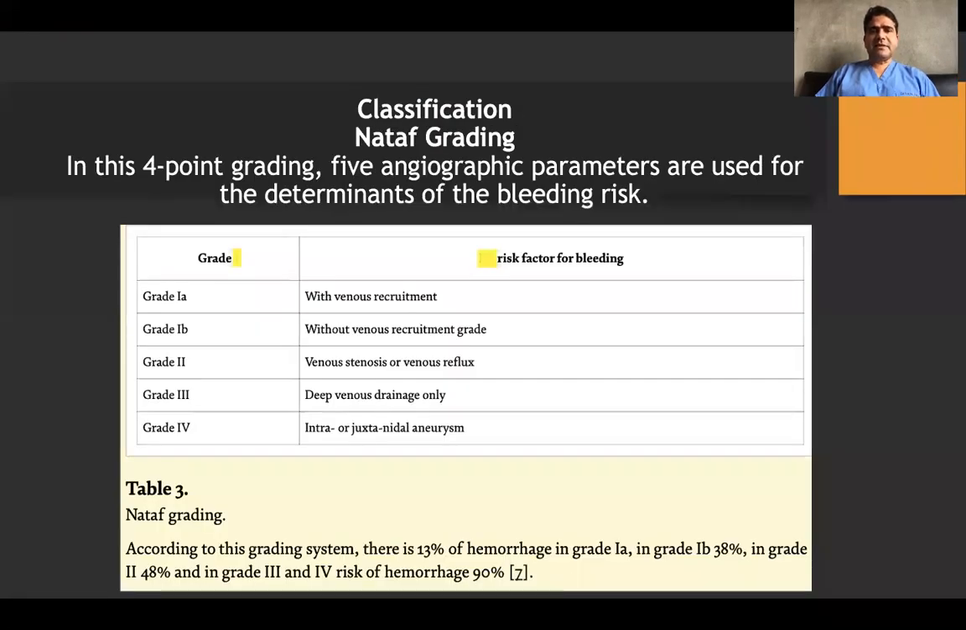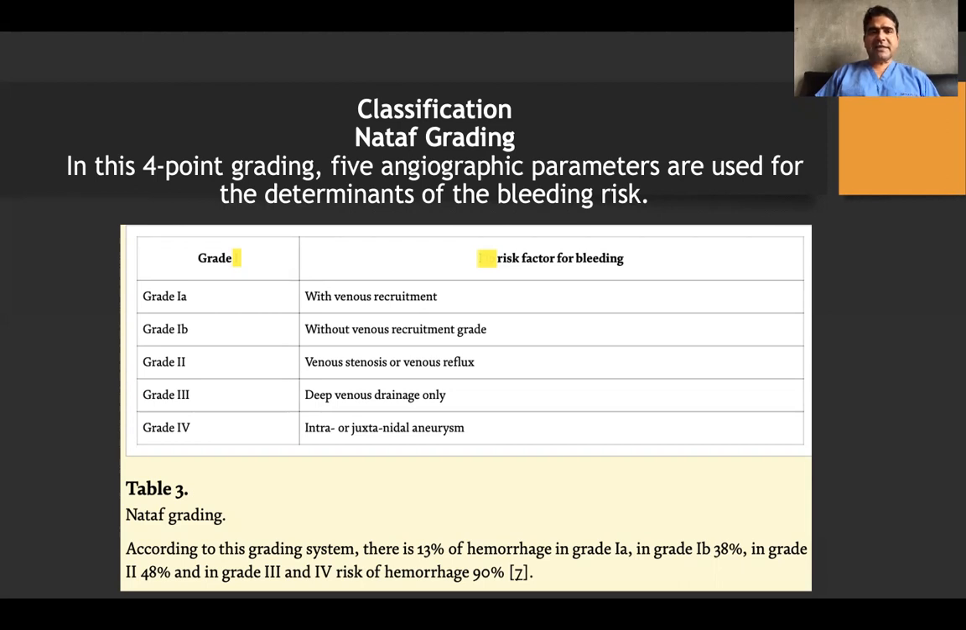Another classification is the Nataf grading, and in this 4-point grading, 5 angiographic parameters are used as determinants of bleeding risk. Grade 1, A and B, grade 2, 3, and 4. So altogether 5. Grade 1A has risk factor for bleeding. Grade 1B has venous recruitment, and grade 1A without venous recruitment. Grade 2 is venous stenosis. You see venous stenosis or venous reflux. Grade 3, deep venous drainage, and grade 4 is intra or juxtanidal aneurysm.